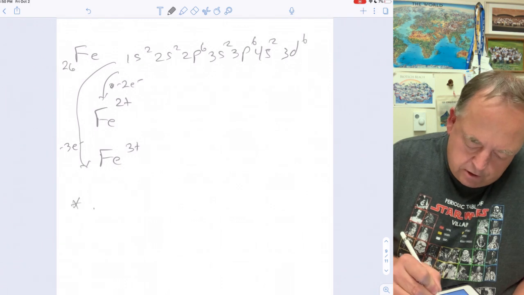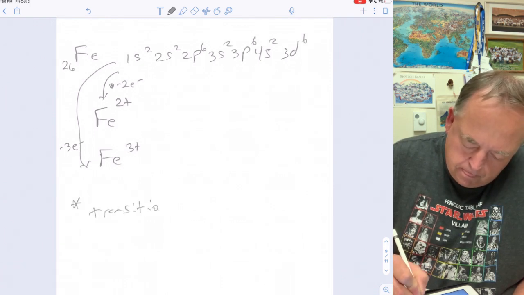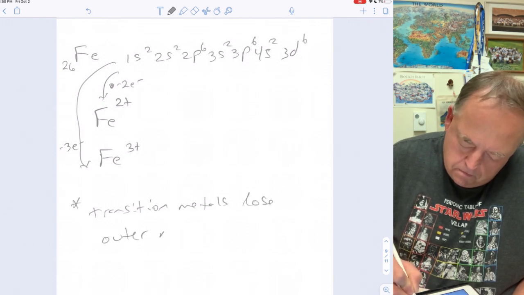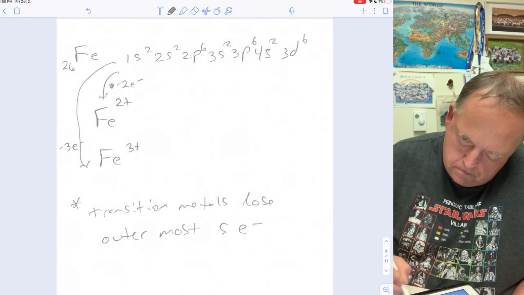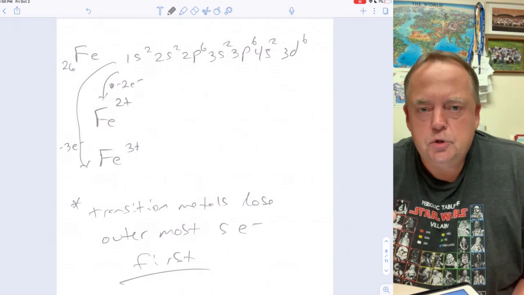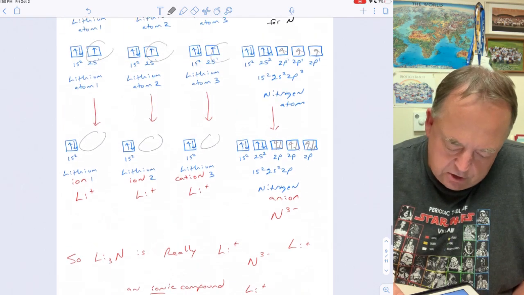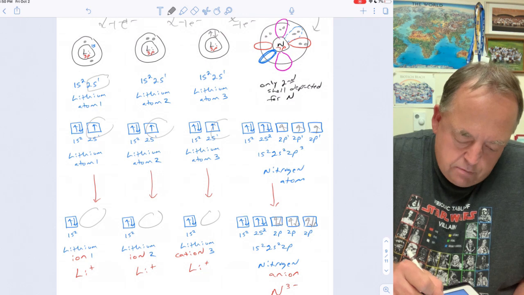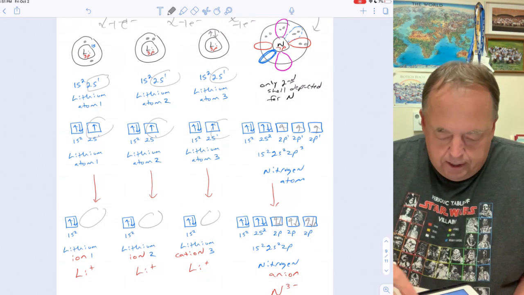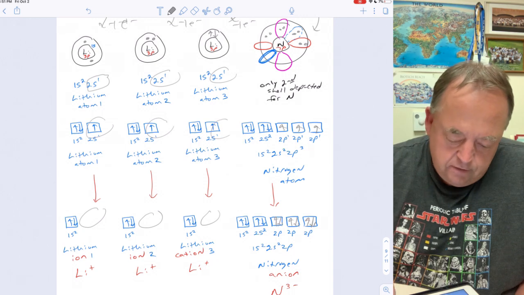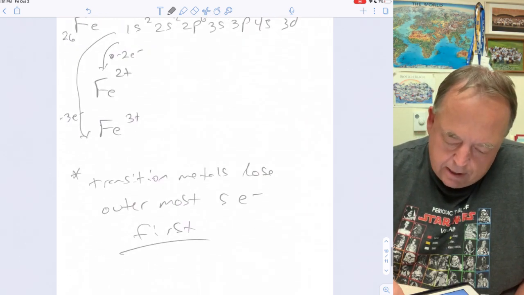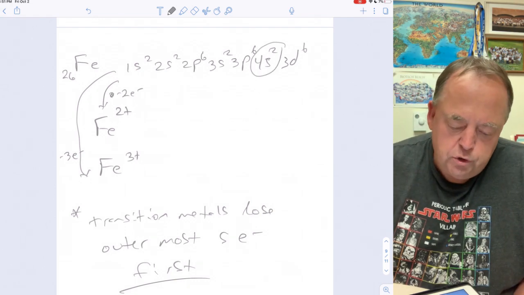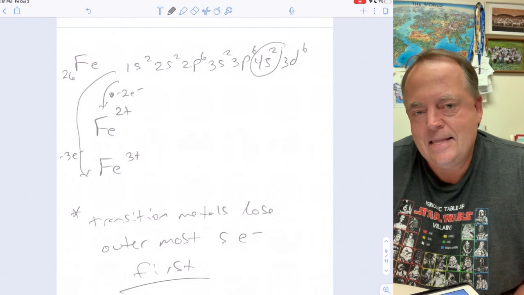So what you have to remember here with transition metals is that they lose the outermost electrons first. So it's not like these other elements where you pick off the electron at the end, like lithium, you pick off the electron at the end, right? Or calcium, you picked off the 4s2 electrons at the end. Transition metals are not like that. They lose the outermost s electrons first. So if you want to lose 2 electrons from iron, it comes from the 4s, not the 3d.